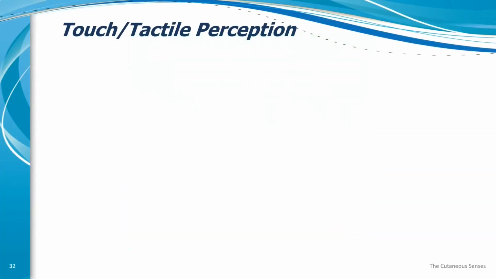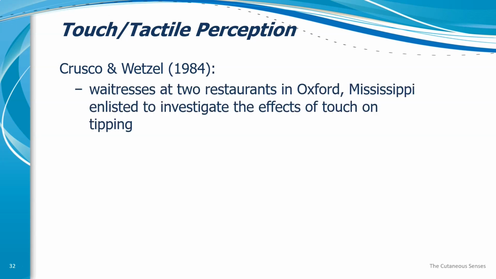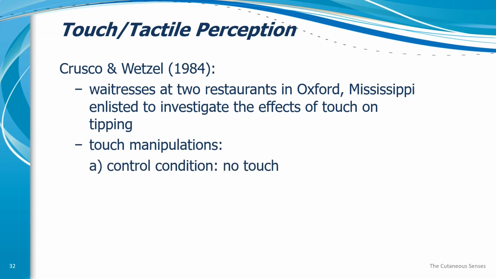And when it comes to touch, this next experiment, this is one of my favorites from 1984. The participants were actually waitresses at a couple of restaurants, and they actually enlisted them because they wanted to look at the effects of touch on tipping. So the waitresses were brought in and they were trained for different kinds of touch manipulations. There was a control condition in which the waitresses made very sure that they did not touch the customers at all. In another condition, they placed their hand on the diner's shoulder just for a specific length of time.